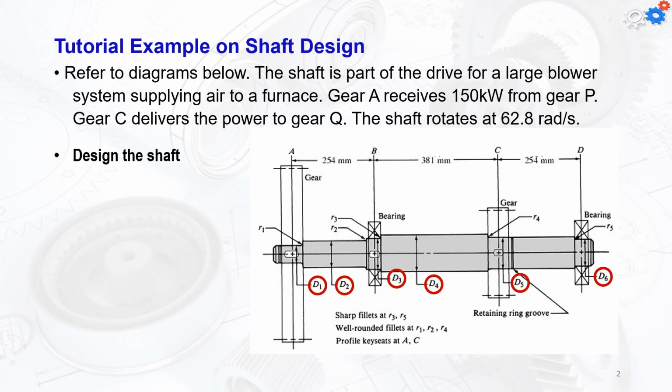So in this example, we do have the gear at A, which is a spur gear, and we have another gear at C, which is going to be a spur gear as well. We know the diameters of these gears, and we know the amount of the power input, also the RPM value.